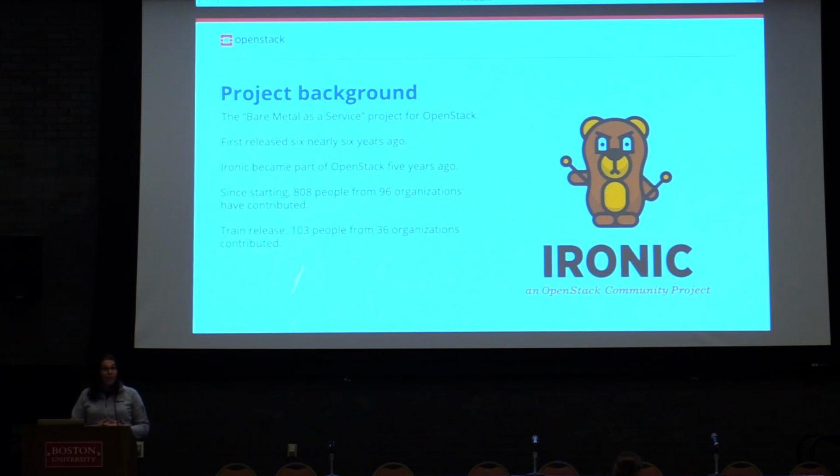So a little background. Ironic is the bare metal as a service project for OpenStack. It was first released nearly 6 years ago, which seems like an age of time that I can't even think of. 5 years ago, it actually became part of OpenStack, and since it started, 808 people have contributed from 96 distinct organizations. In just our last release cycle, 103 people from 36 different organizations submitted patches.